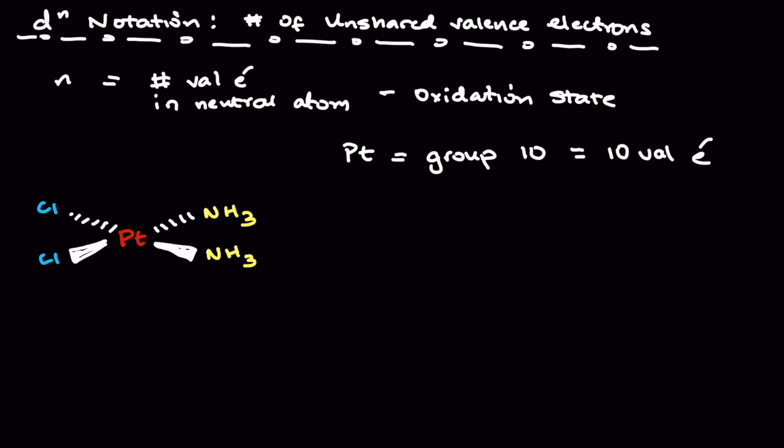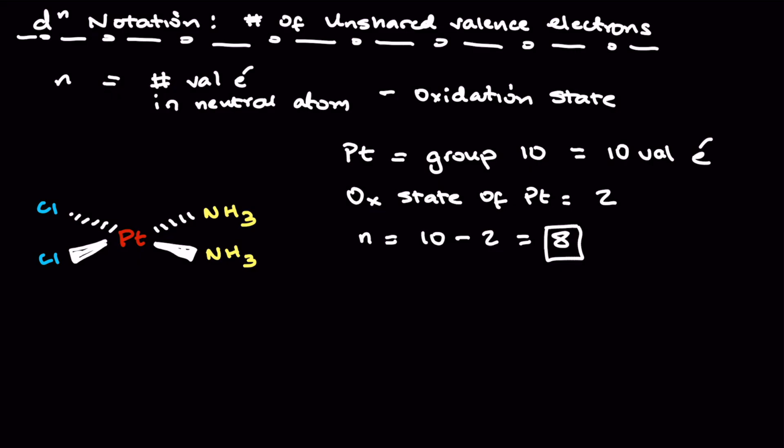And so there are 10 valence electrons for neutral platinum. We've already determined that the oxidation state of platinum is 2, given that there are 2 X-type ligands on platinum, each contributing +1 to the platinum oxidation state. And so therefore, N is equal to 10 minus 2, which is equal to 8. And so from a reporting idea, we can say that cisplatin is a D8 complex. So it's giving an idea of how many electrons are available and unshared within that platinum complex.